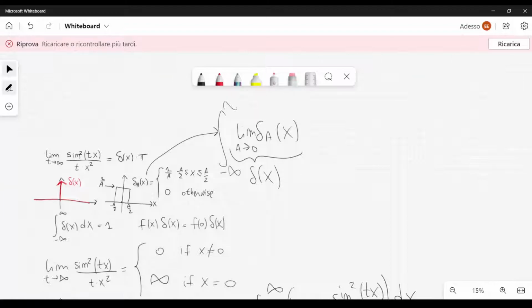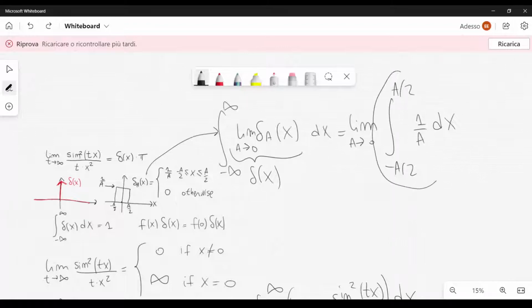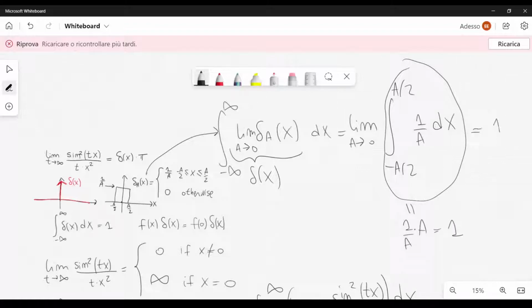And if we integrate from minus infinity to infinity dx, this is equal to the limit as a goes to 0 of the integral from minus a over 2 to a over 2 of 1 over a dx, because delta sub a is equal to 1 over a between minus a over 2 and a over 2 and 0 otherwise. So this is what we get. But what is this integral equal to? Well, this is simply 1 over a times a, which is equal to 1. So this is equal to 1. And when we consider this limit, we know that this function here becomes the Dirac delta, the delta function. So it will be 0 when x is non-zero, and it will be infinity when x is equal to 0.